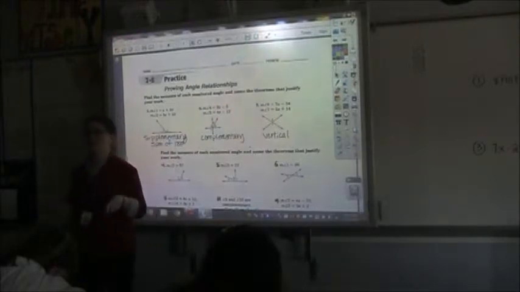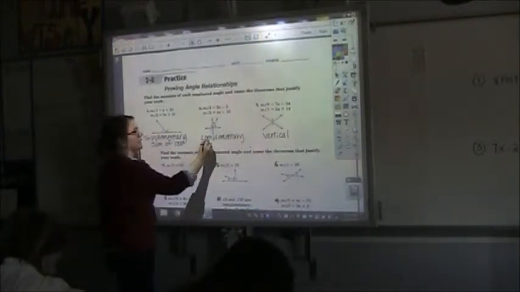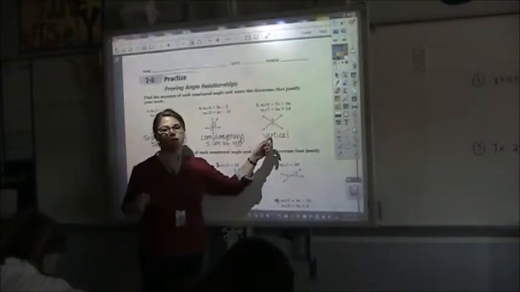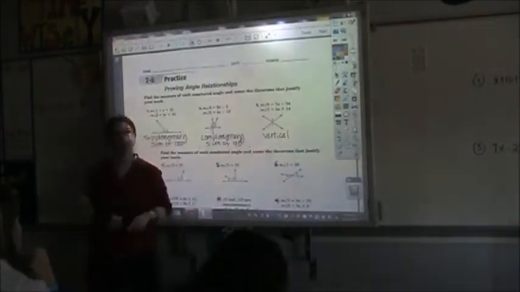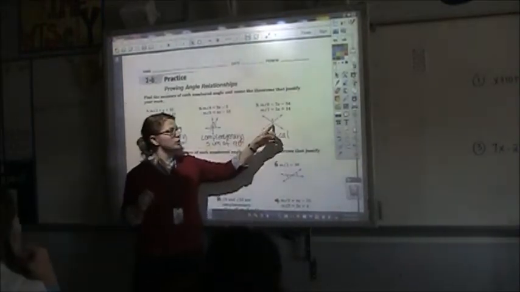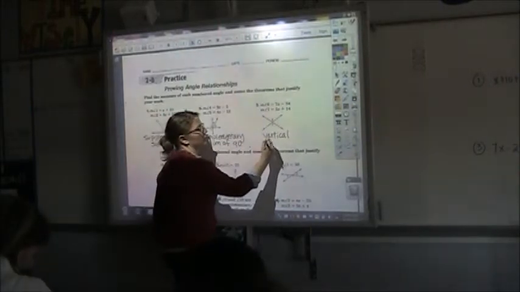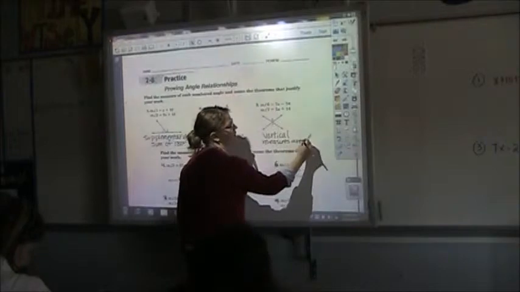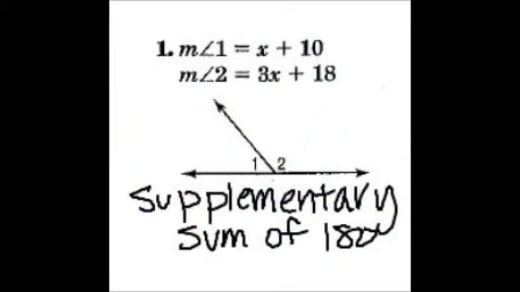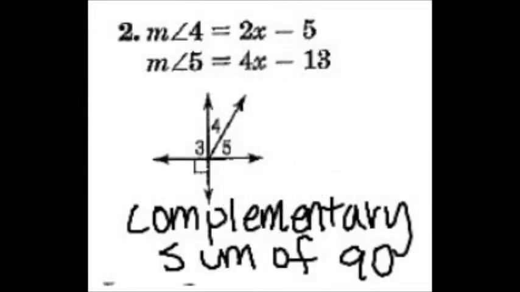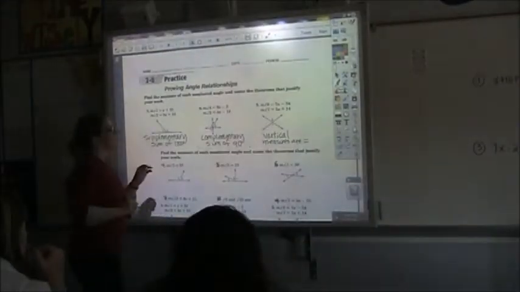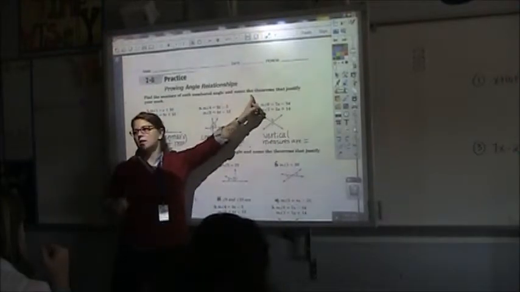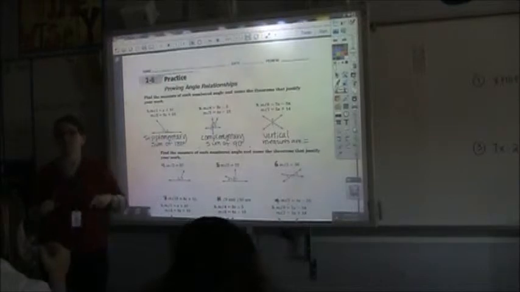Alright, complementary means what? Sum of 90. And vertical means, do y'all remember what's true about the vertical angles? What's true about their measures? Congruent. They're congruent, right. So the measures are equal. So the reason we did that is so that we could name the theorem that's going to justify our work, but also it tells us exactly how to set up the problem.